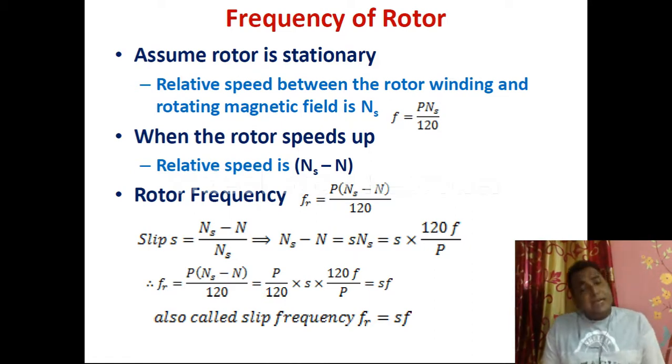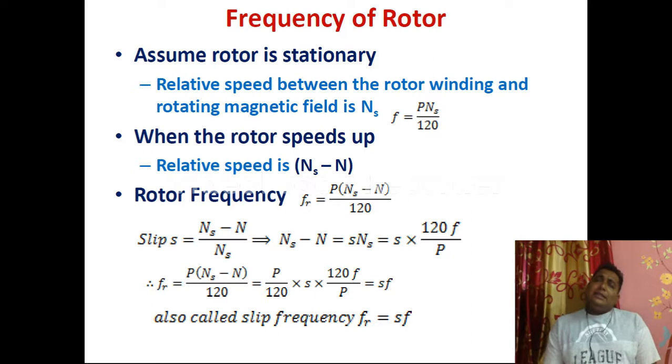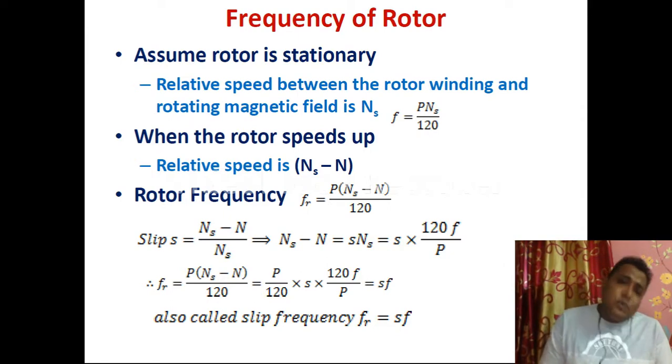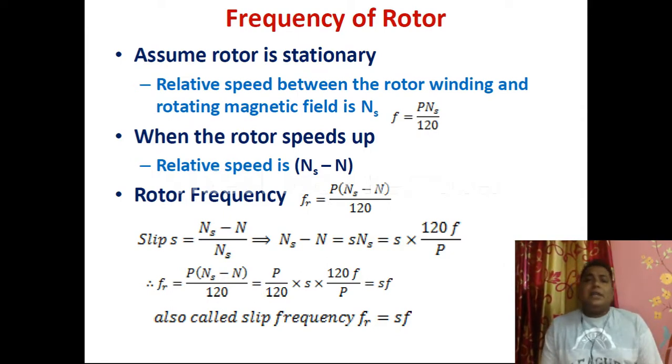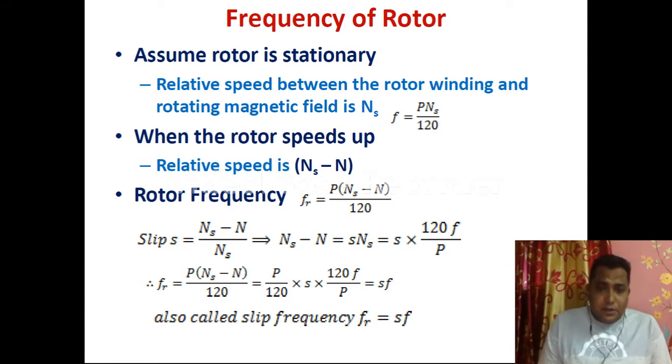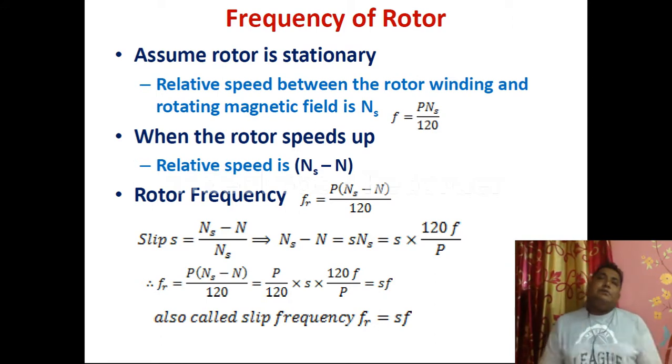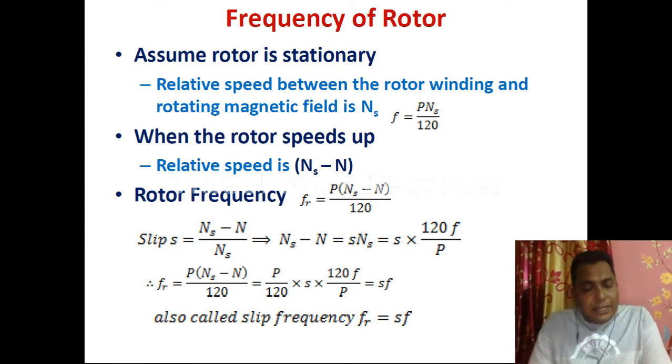So the relative speed between the rotor winding and the rotating magnetic field is ns. And the supply frequency is given by p into ns by 120, where p is the number of poles, ns is the synchronous speed, and 120 is the constant. Now, when the rotor speeds up, the relative speed is given by, what is the relative speed?